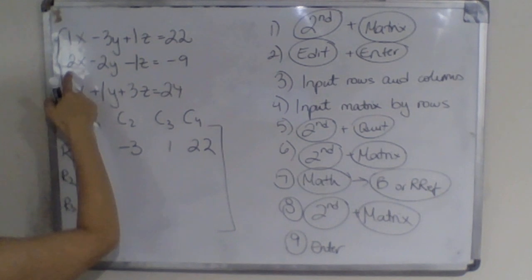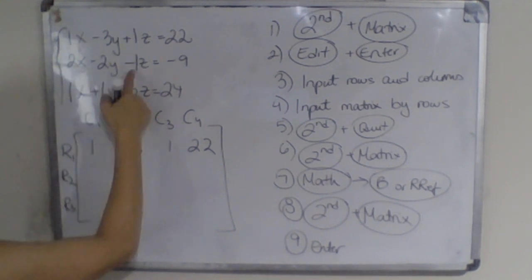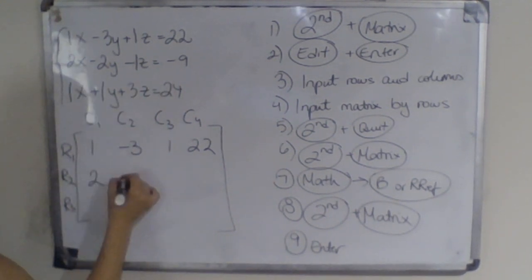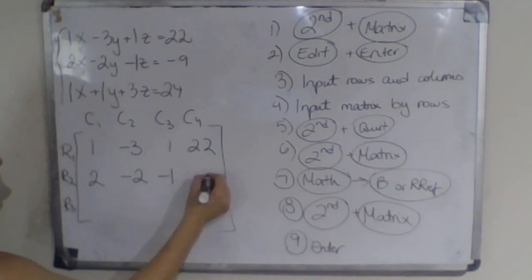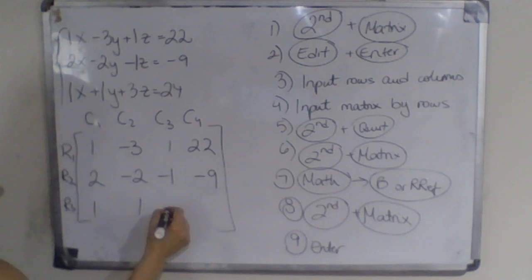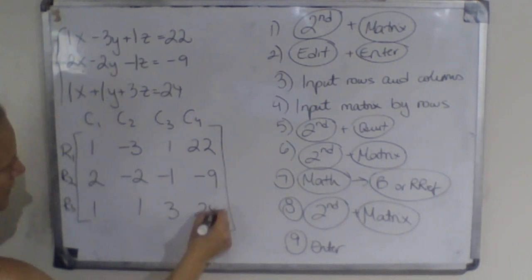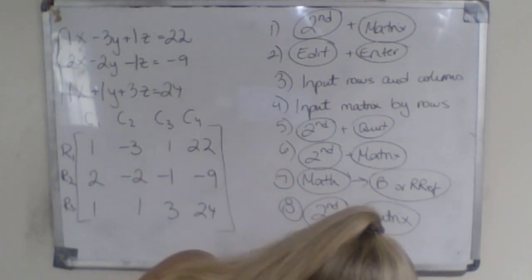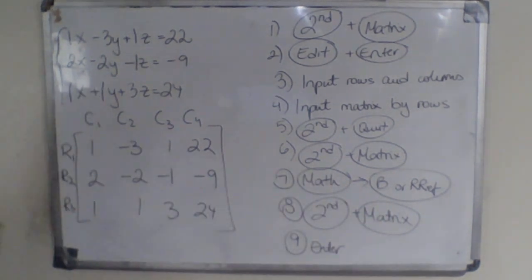So let's write down the second row: 2, negative 2, negative 1, negative 9. And for my third row, it's right here: 1, 1, 3, and 24. Let me double check all of my signs. Yes, they are all correct. We are good to go.